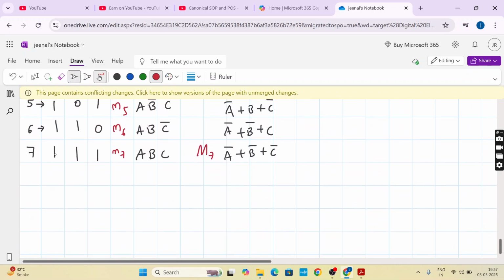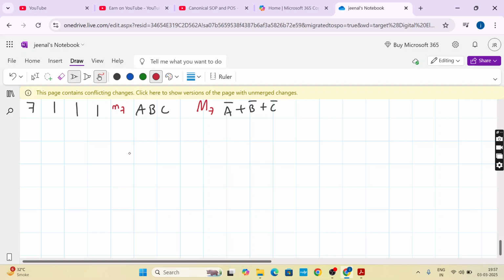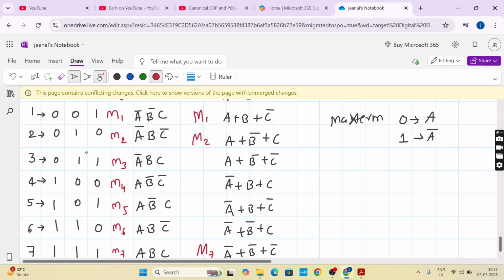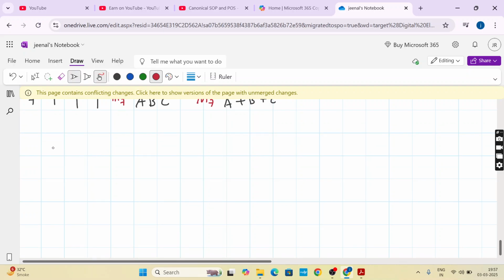For the last term, if you see 1, 1, 1, I have all three ones. So all three will be A bar, B bar and C bar. Now we come to how we represent these equations in the shortest possible form. So for example, we will take this example over here. I will rewrite an equation here.